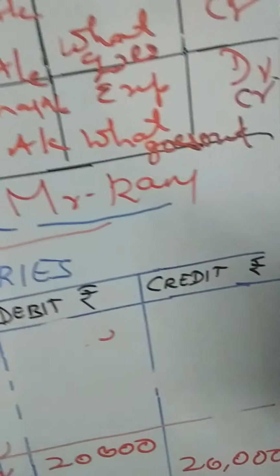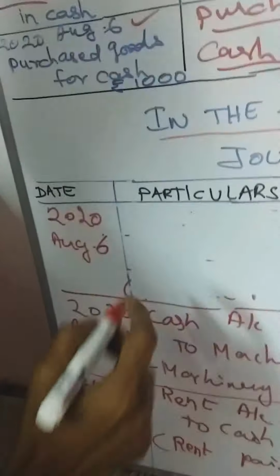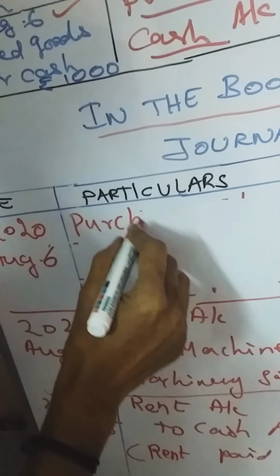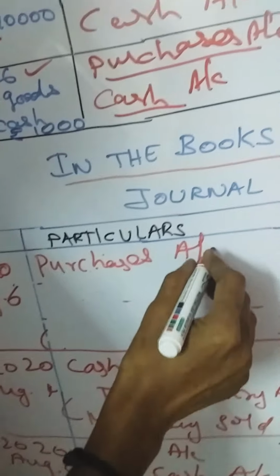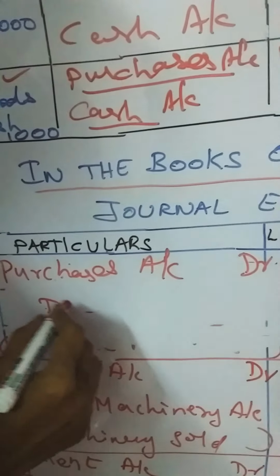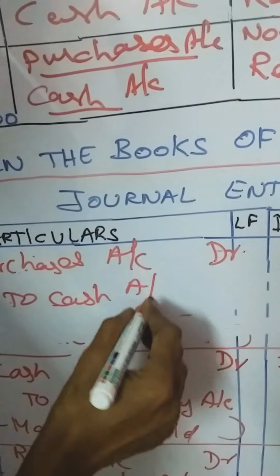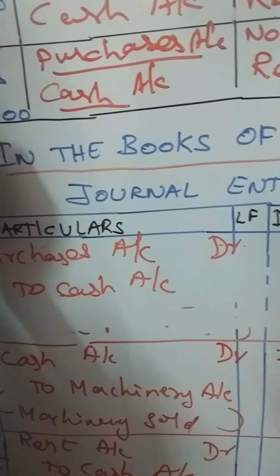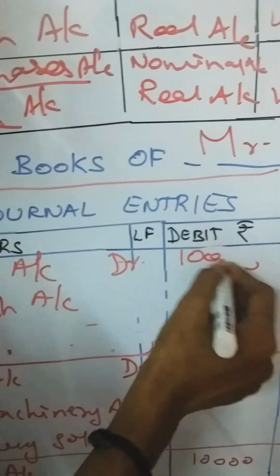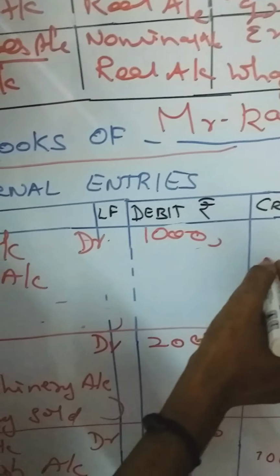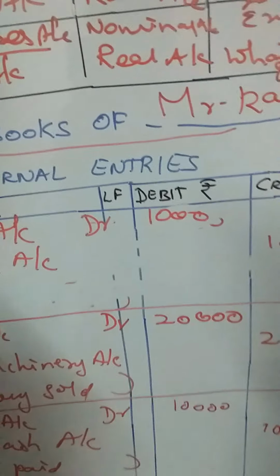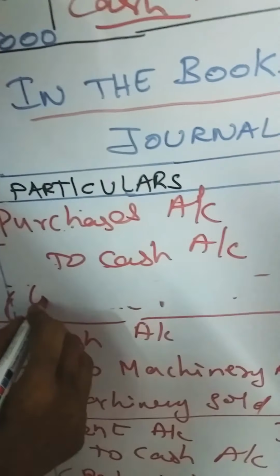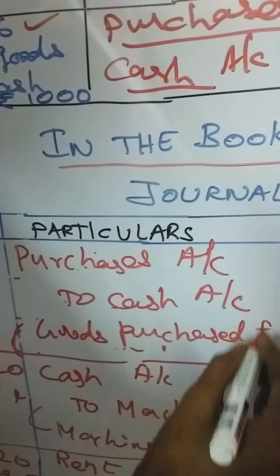Now let us write the journal entry for this. 2020 August 6th journal entry. Purchases account debtor to cash account. Your debit line, what is the debit amount? 1,000. Similarly, your credit is 1,000. Narration, goods purchased for cash.